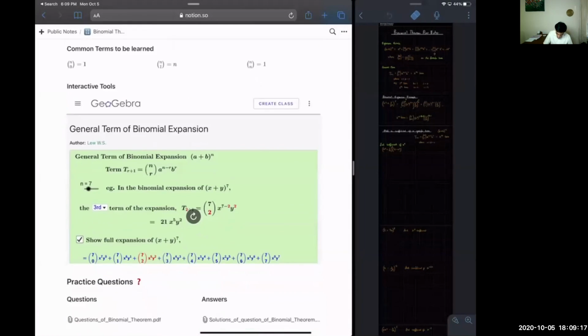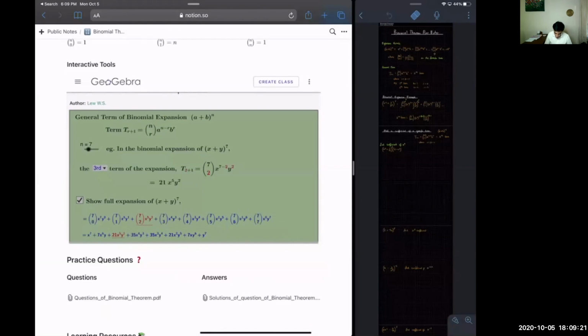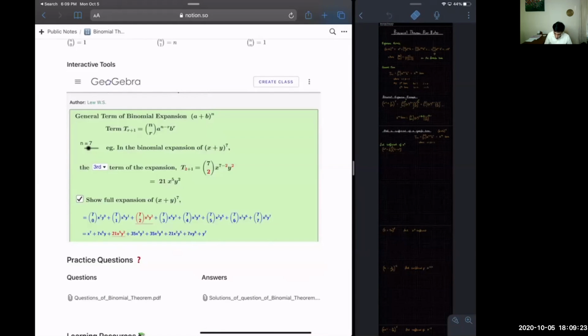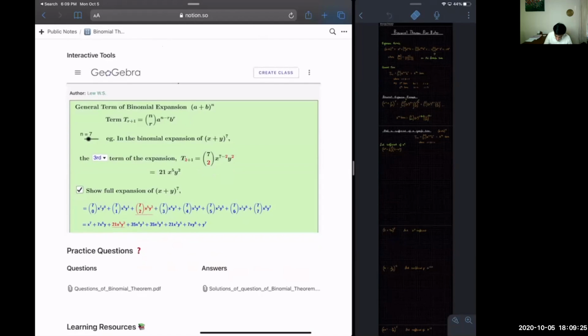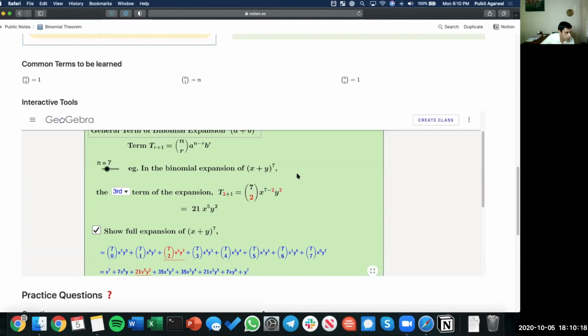Great. And if you struggle with binomial expansion or understanding it, this tool right here I think is pretty darn useful. You have a general term, the binomial expansion of this.